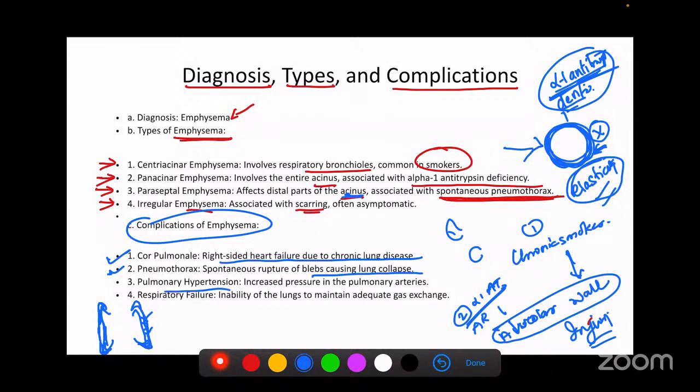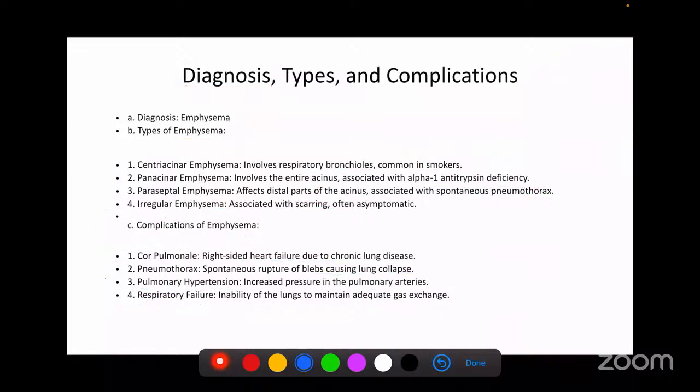Pulmonary hypertension can also be a complication of emphysema: increased pressure in the pulmonary arteries. Because the lung volume is increased and there is increased venous return, pulmonary hypertension can happen. And then respiratory failure finally. Because the air spaces have lost their elasticity, air just goes in and stays there. The alveoli have lost the capacity to push air back. What is the function of alveoli? It is gaseous exchange, right? This gaseous exchange is not happening, and hence respiratory failure will happen at the later stages.